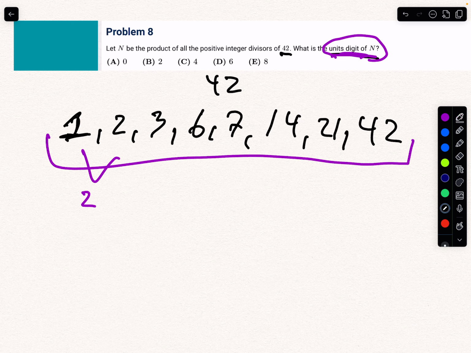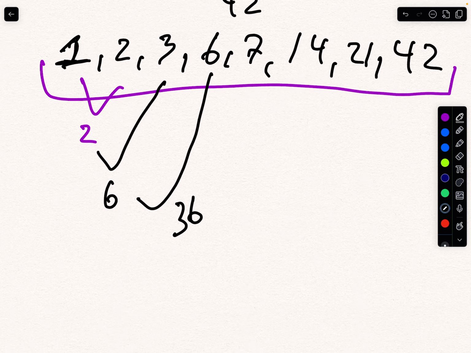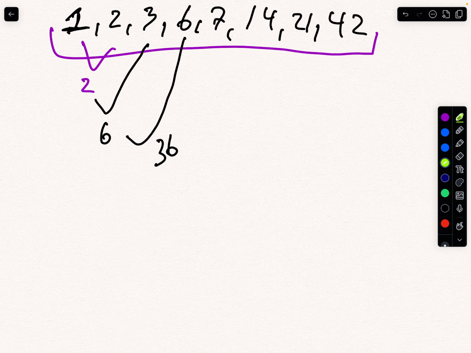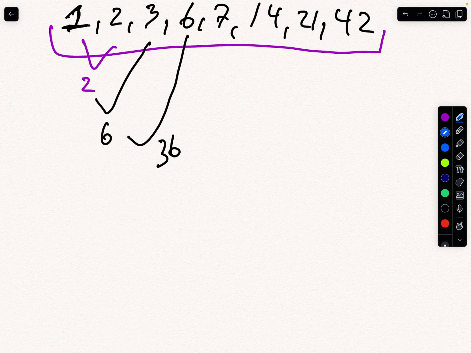So obviously, if you were to multiply all of these together and then find the units digit, that would waste a lot of time on your test. But because it's only asking about the units digit, well, you only have to multiply the units digits together. So 1 times 2 will give you 2. 2 times 3 will give you 6. 6 times 6 will give you 36.